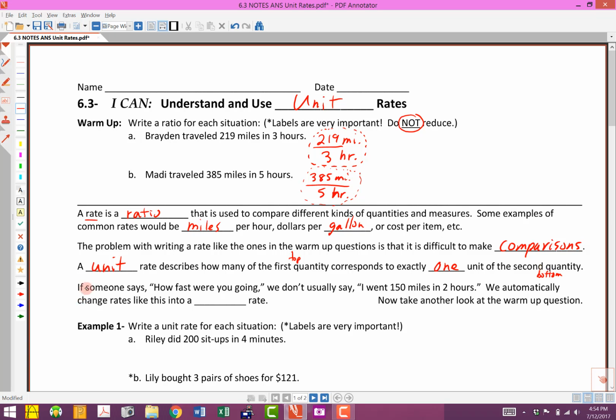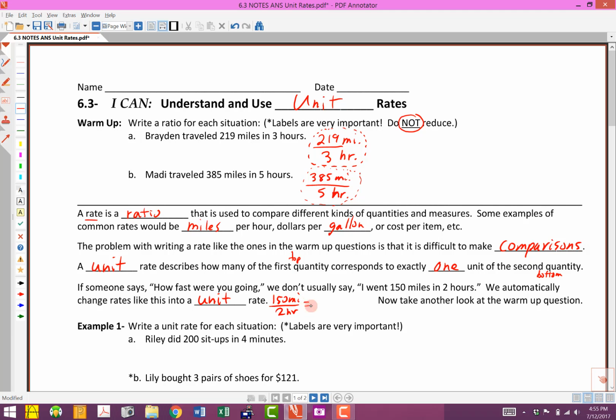So I'm going to go with something like this. What if somebody said, how fast were you going? We usually don't say something like I went 150 miles in 2 hours. We automatically change it into a unit rate, especially with numbers as easy as these, and we do this without even knowing it. Some of you, when I said this, probably already have this figured out. So I'm going to put 150 miles on the top, and 2 hours on the bottom. And this is what most people do naturally.